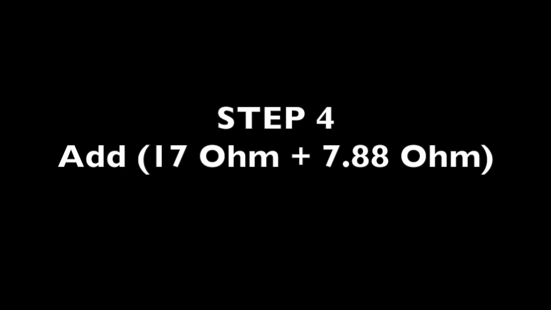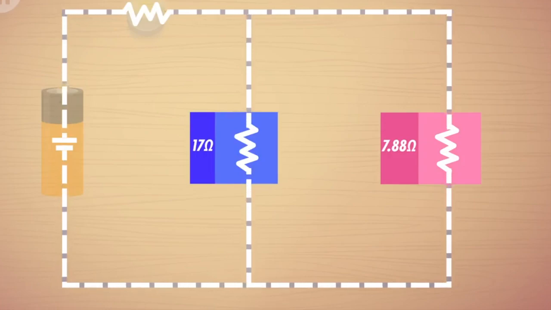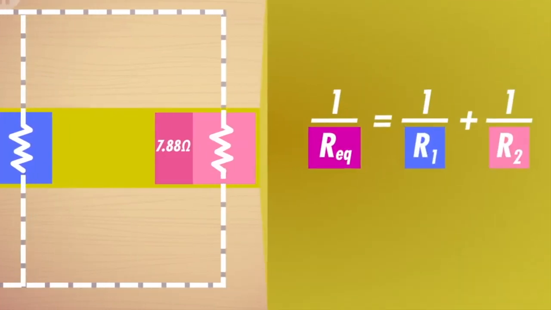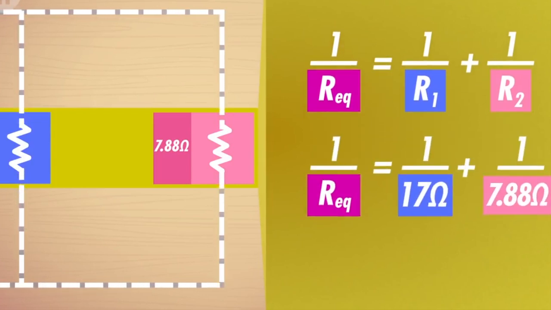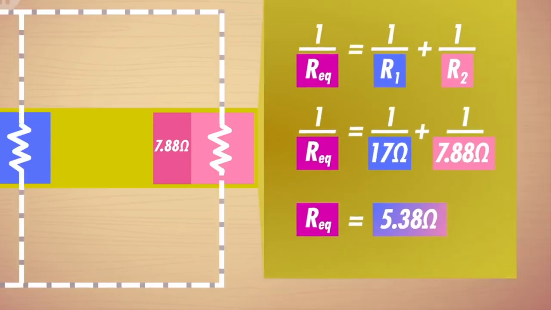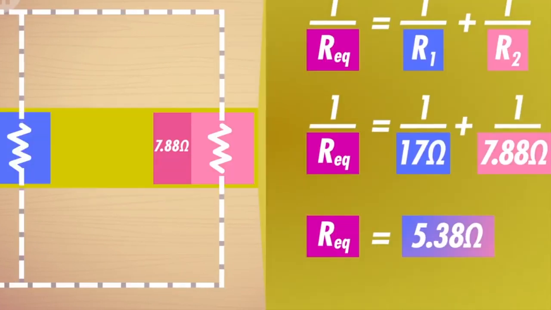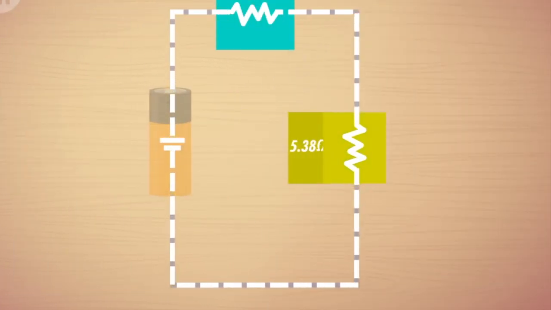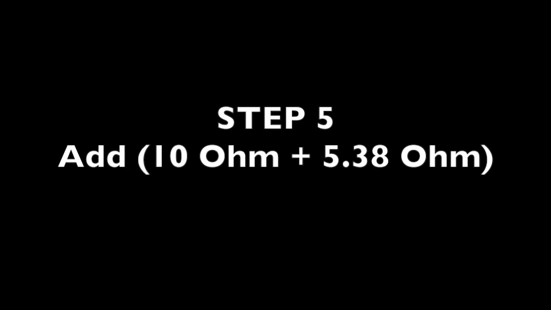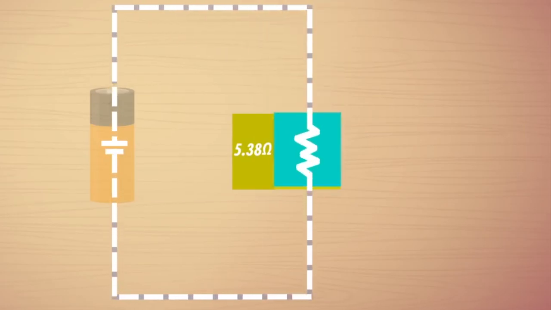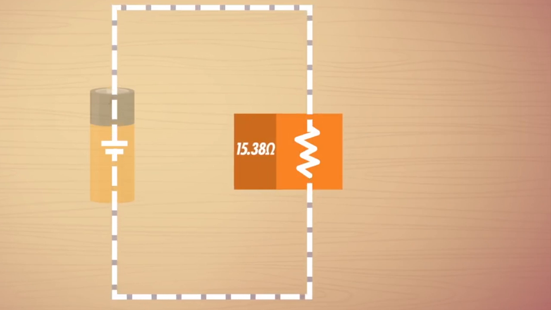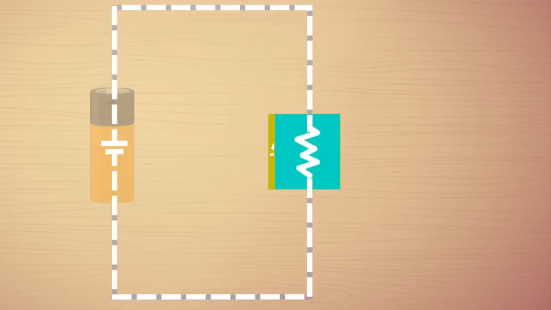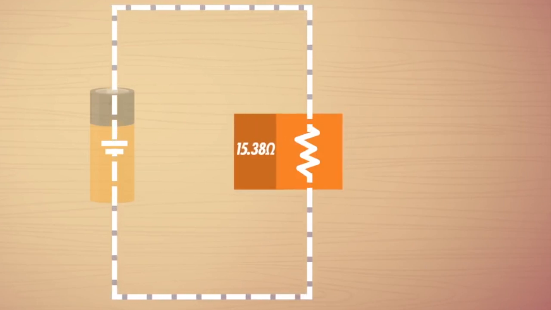Now we have to create circuit number 4. Here we have to add 17 ohms and 7.88 ohms by again using Ohm's law. The relationship is reciprocal, so we get 5.38. Now finally, circuit number 5, we're going to have to add 10 ohms plus 5.38 ohms. The relationship is series, but we have to use Ohm's law and we get 15.38 ohms.